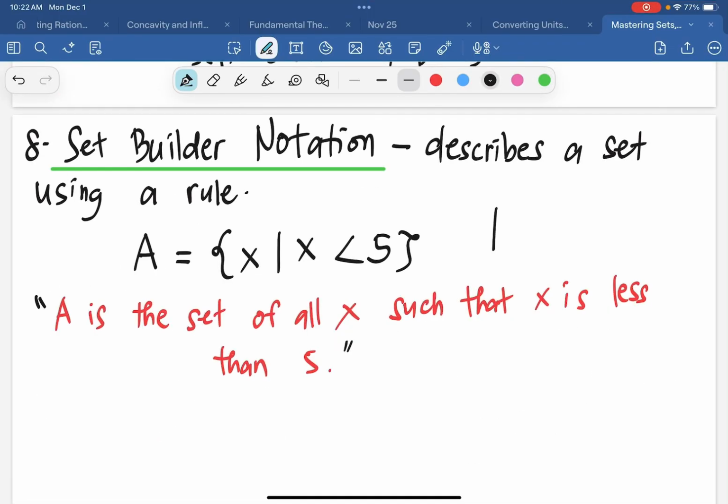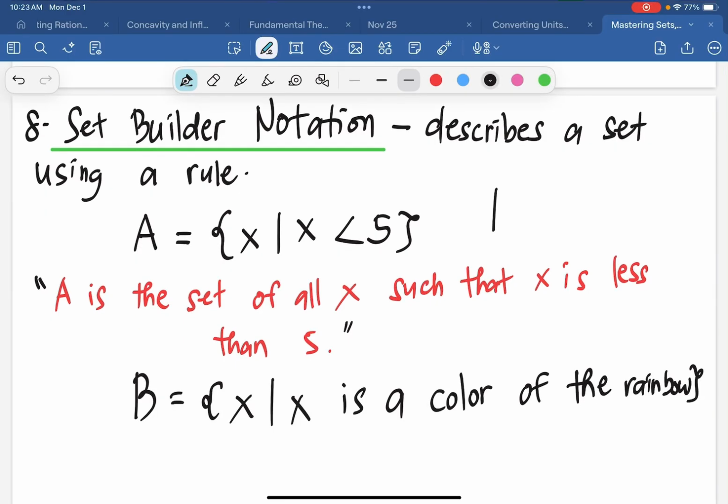Next listing method is the set builder notation, which describes a set using a rule. Now, we have here an example of a set builder notation. So we read this as A is the set of all x such that, and then you go over to the rest, such that x is less than 5.